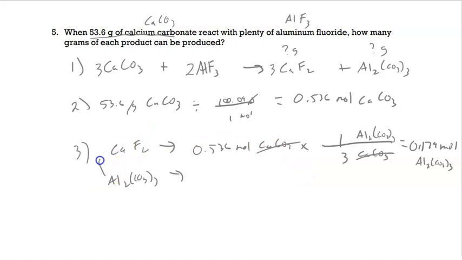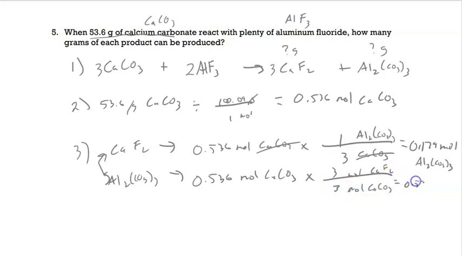Excuse me, I swapped these around. Sorry about that. And then I got 0.536 moles of calcium carbonate again, times moles CaF2 per moles CaCO3, and we have a 3:3 ratio, so it's just going to still be 0.536 moles CaF2. All right, last step, almost done here, you guys.